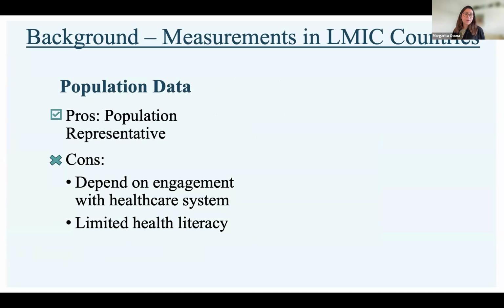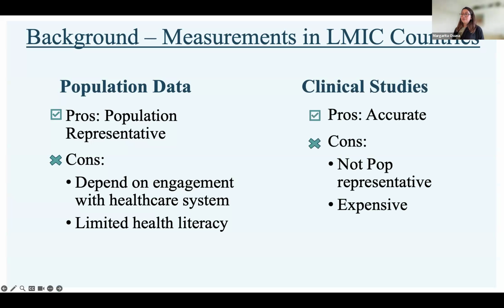A huge pro of population data is that it is representative of the population. And some issues it has are that, if you're really thinking about these diseases, you depend on the respondent to know and to be aware that they have the disease. So they need health literacy, or you depend on them to be engaged with the healthcare system. And in low to middle income countries, these can all be issues.